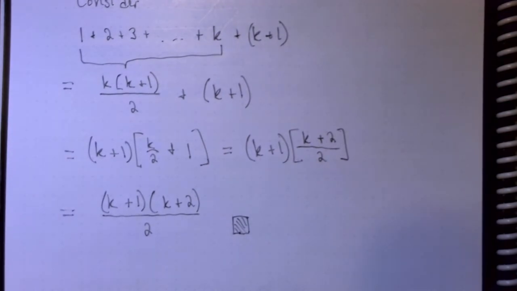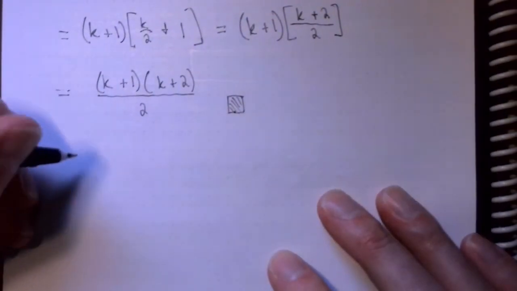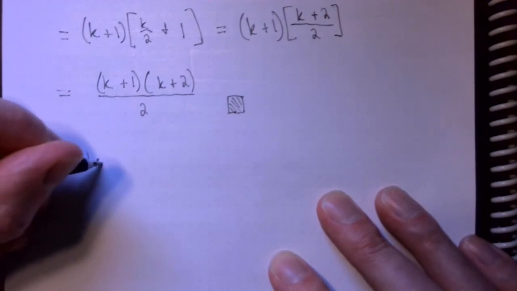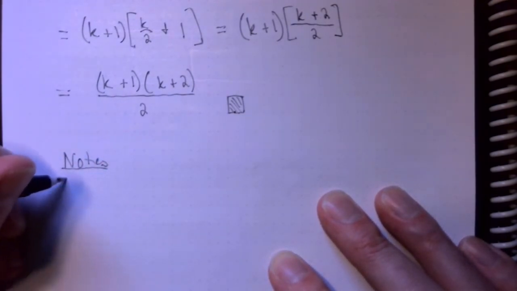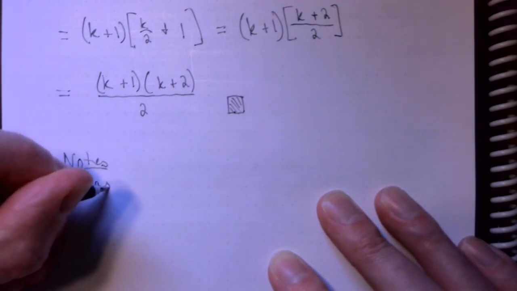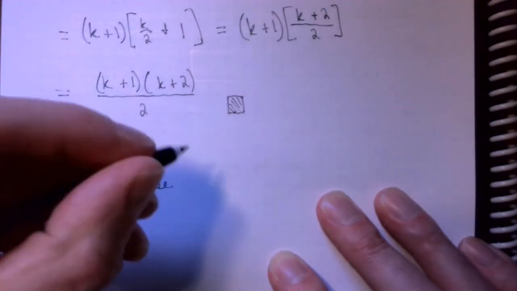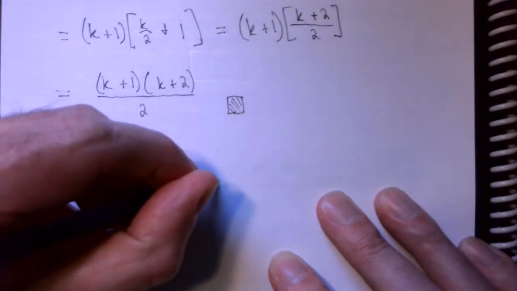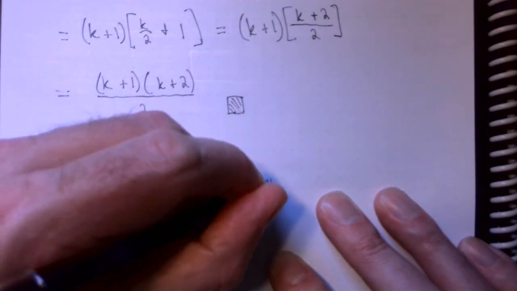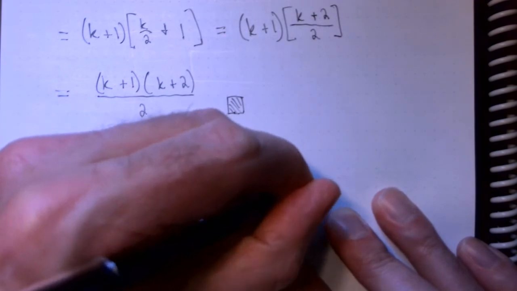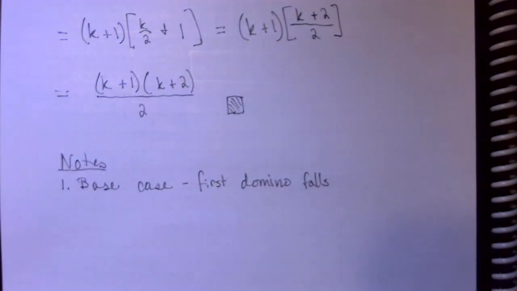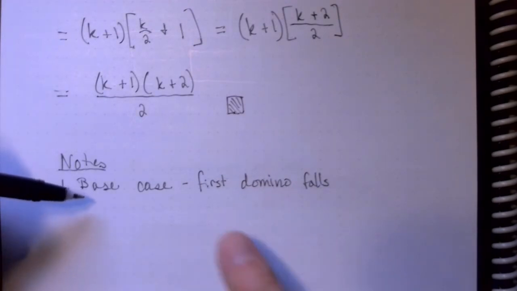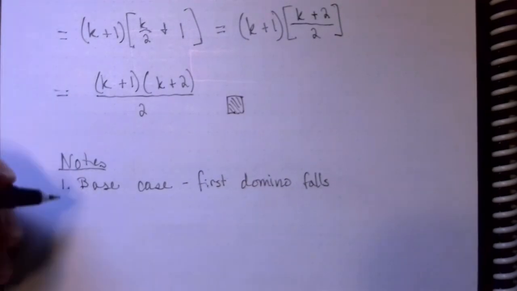Now, there are some notes I want to give you here. You might think of an induction proof as showing you can knock down any number of dominoes that you want. So in your base case, you're showing that you can knock down the first domino.